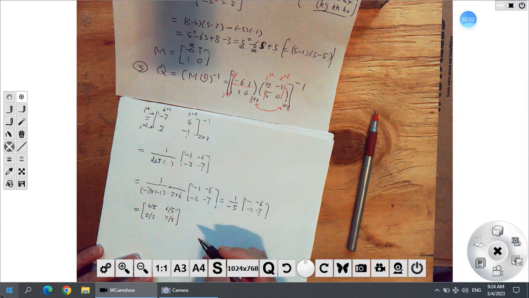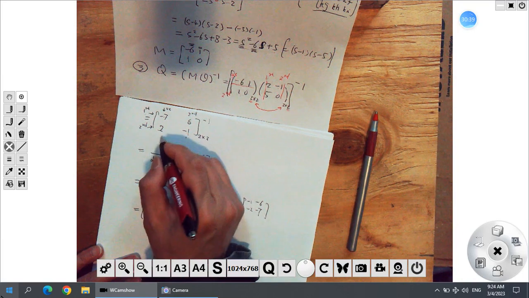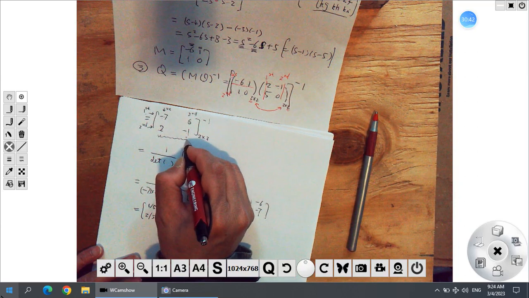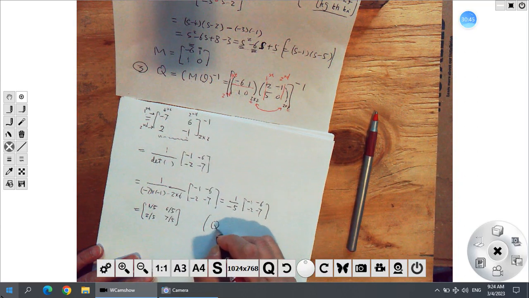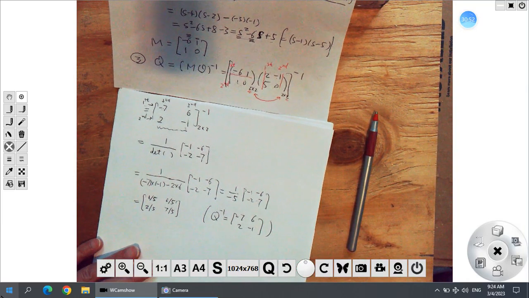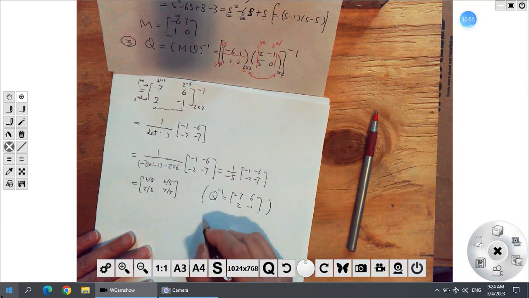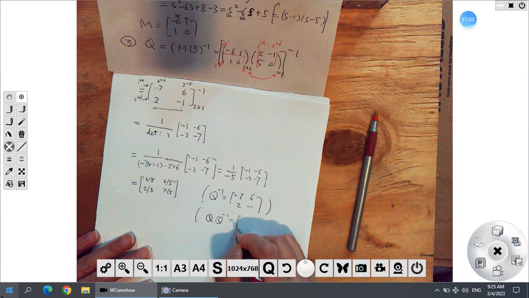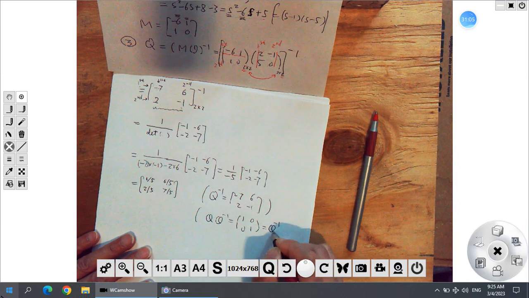All right, I got this cube. Actually, at the same time, we know this part will be Q inverse, equal to -7, 6, 2, and -1. You should know what Q inverse is, right? Q times Q inverse equals the unit matrix. It is also equal to Q inverse times Q. You change the order, you will get the same thing.